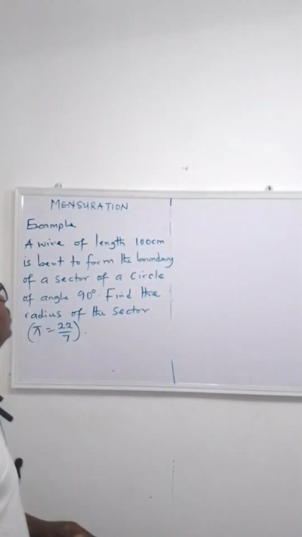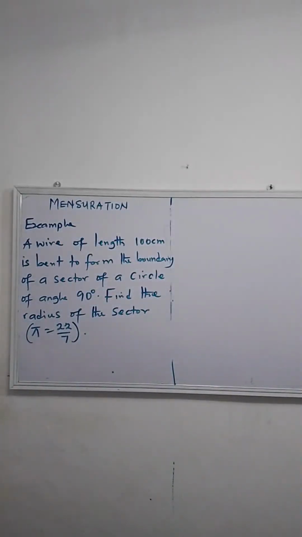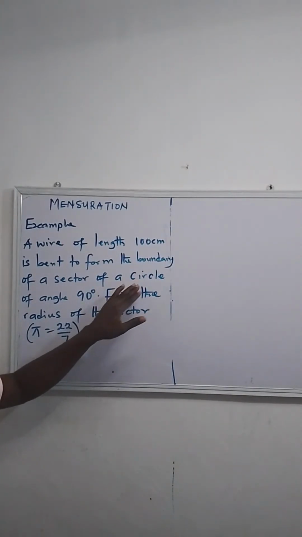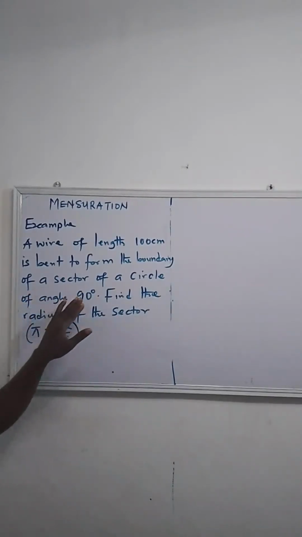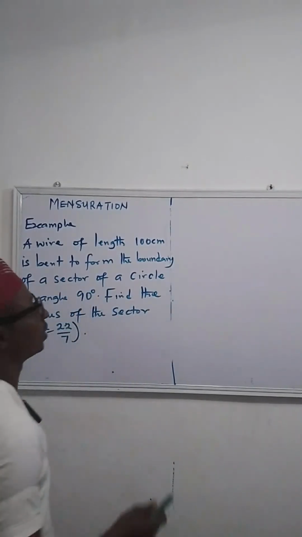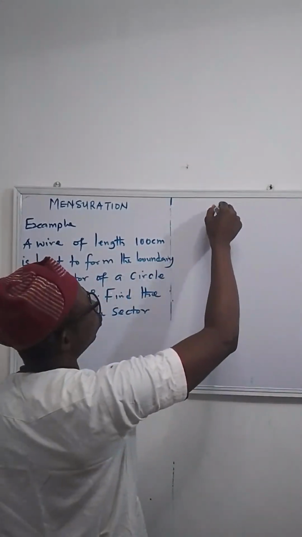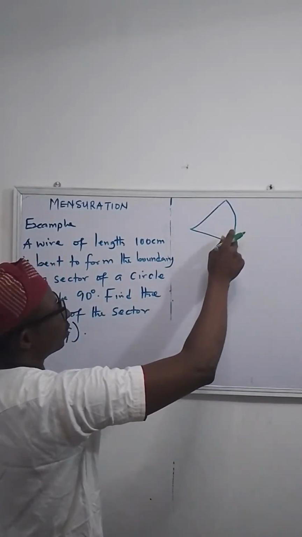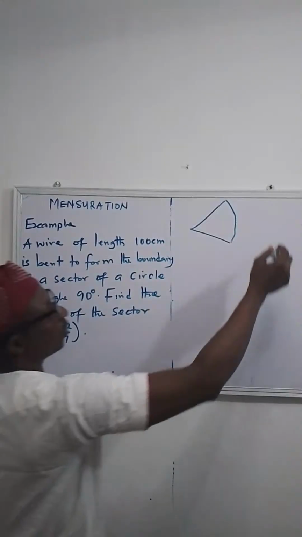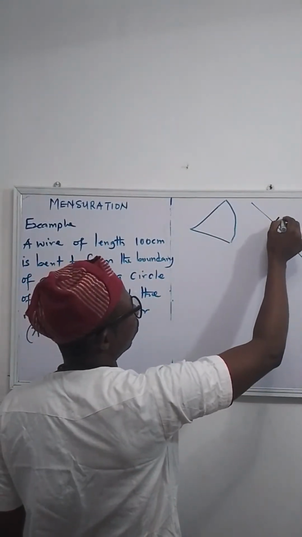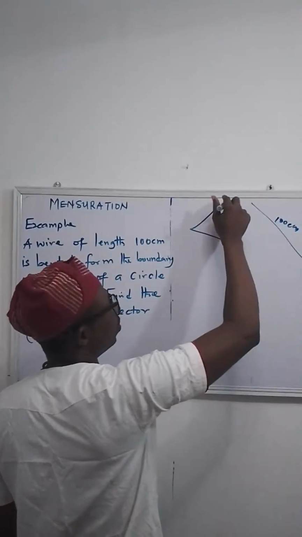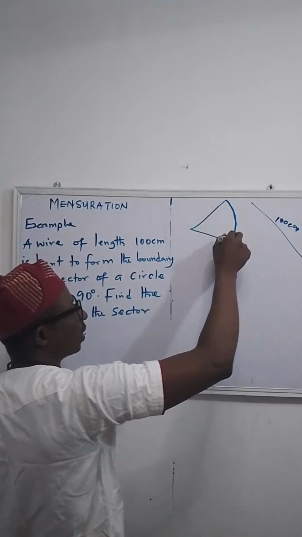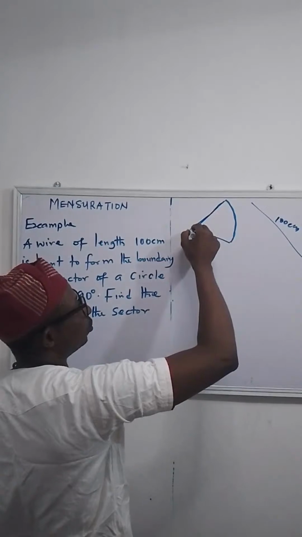Okay, now a wire of length 100 centimeter is bent to form the boundary of a sector of a circle of angle 90 degrees. Now look at it, a wire is bent to do what? To form a sector. So that is what a wire which length is like this, 100 centimeter, is now bent such that we have an arc and we also have two radii like this.